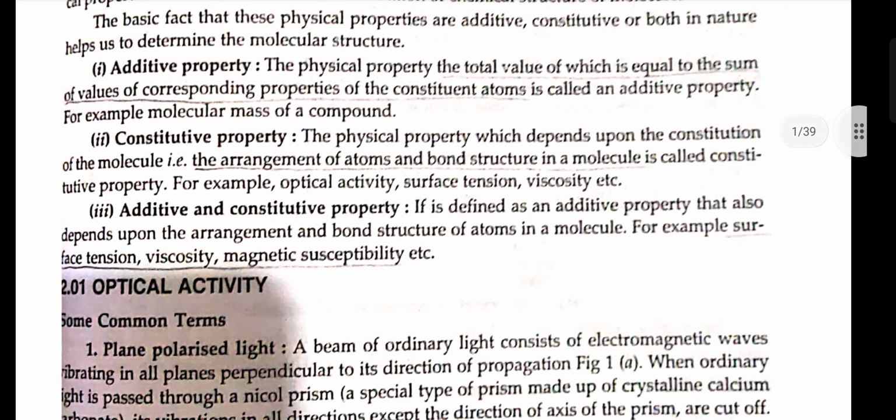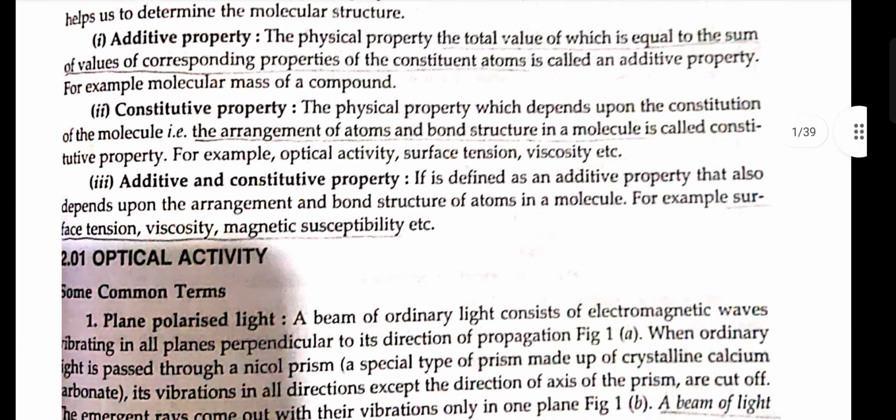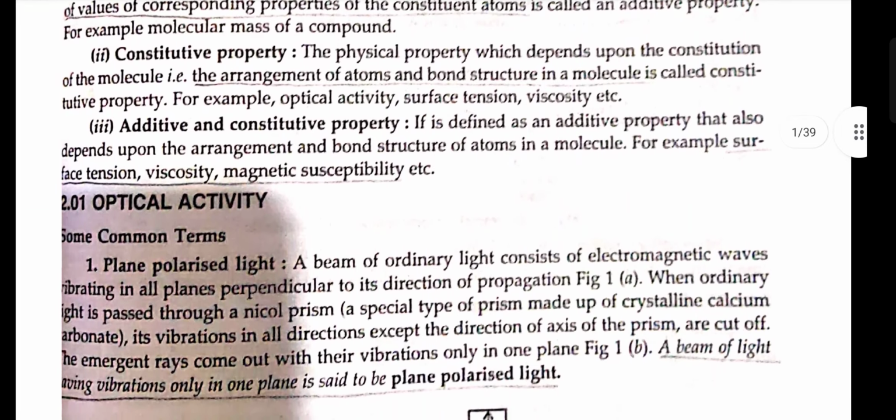Additive and constitutive properties. These are those additive properties which depend upon the arrangement and bond structure of atoms in a molecule. For example, viscosity, surface tension, etc.